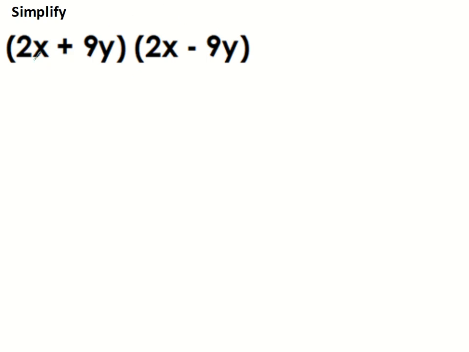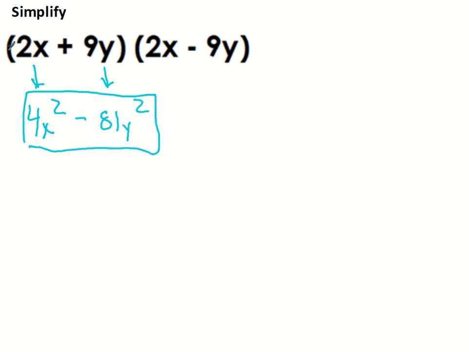Okay, so again, because I have the same two terms, it doesn't matter that there's a y there. It follows the same pattern. I have the same two terms, 2x and 9y, and I'm adding and subtracting them. Well, I take the first term and I square it. 2x squared, well 2 squared is 4, x squared. Take the second term and I square it. 9 squared is 81, and then y squared. And I subtract them, and I'm done. So that's 4x squared minus 81y squared.